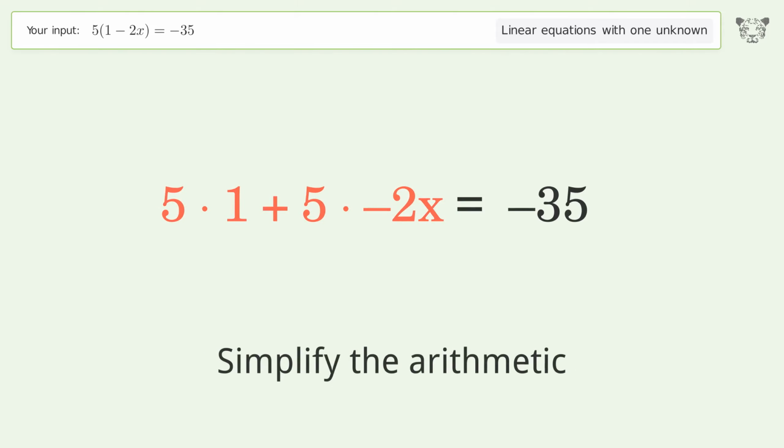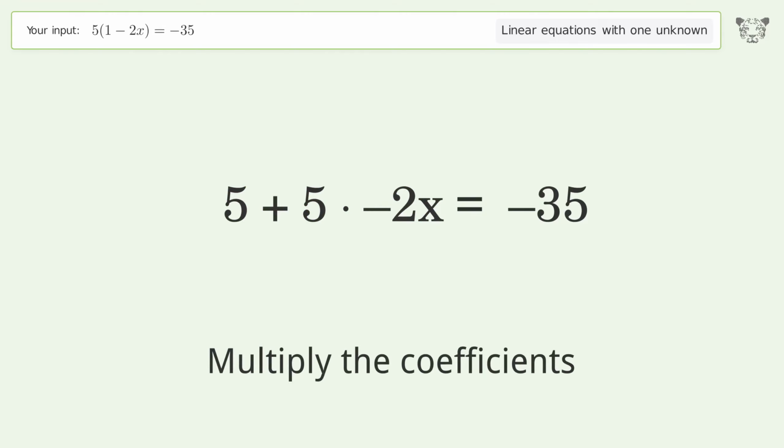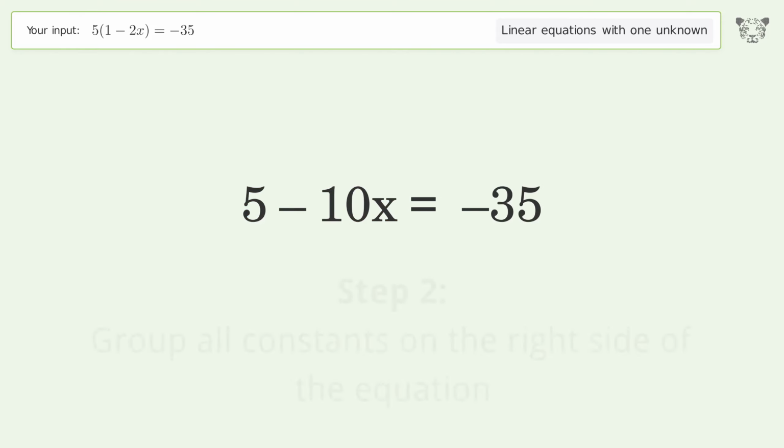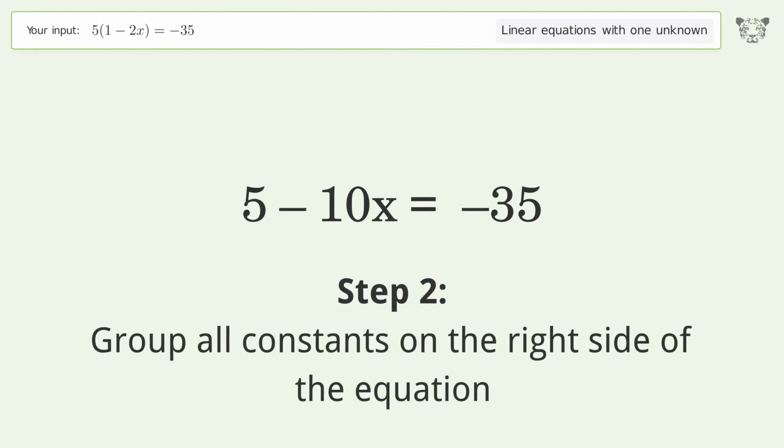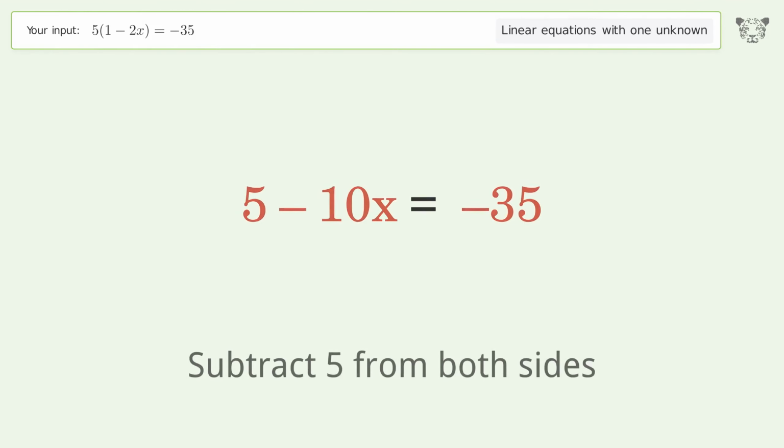Simplify the arithmetic. Multiply the coefficients. Group all constants on the right side of the equation. Subtract 5 from both sides.